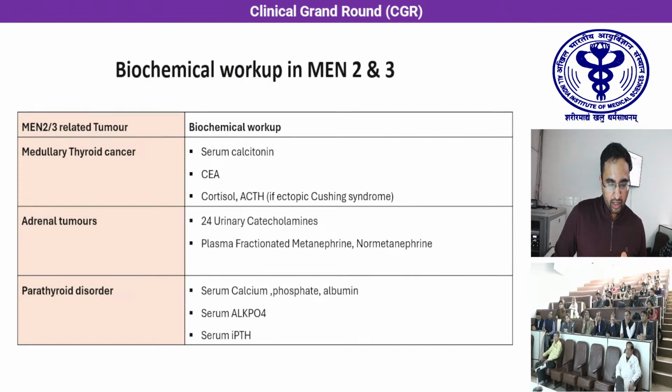So for the biochemical workup for medullary thyroid carcinoma, serum calcitonin and CEA are done, and cortisol and ACTH if ectopic Cushing syndrome is suspected. For adrenal tumor, 24-hour urinary catecholamines and plasma fractionated metanephrine have to be done. For parathyroid disorders, screening for primary hyperparathyroidism has to be done.